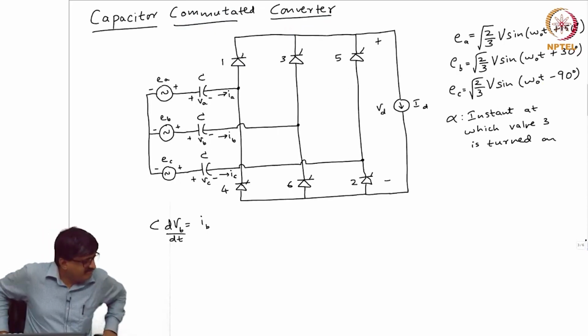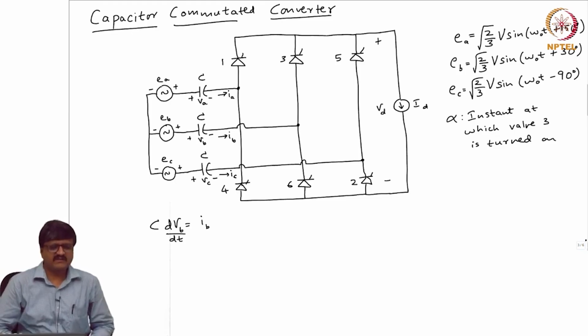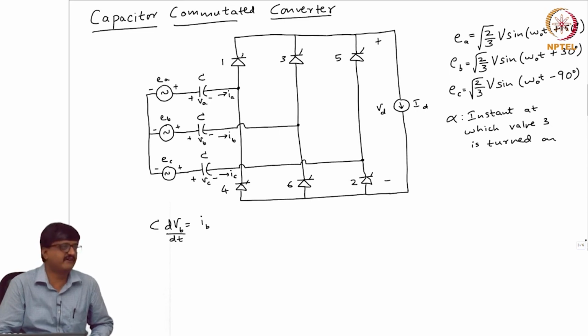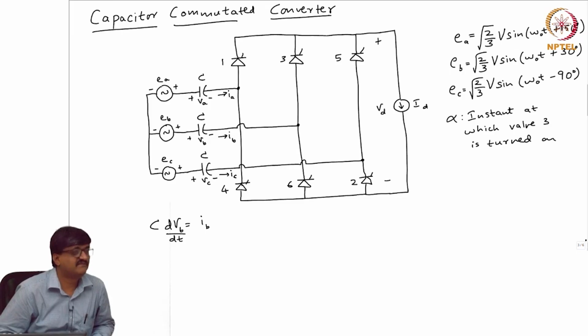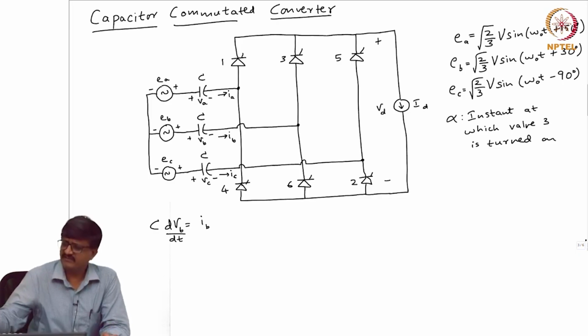Now the question is, what is the purpose of the capacitor? So can you guess why I have put a capacitor? There is a purpose which is actually hinted by the name itself, capacitor commutated converter. To remove any DC from where? The voltage source is perfectly sinusoidal.